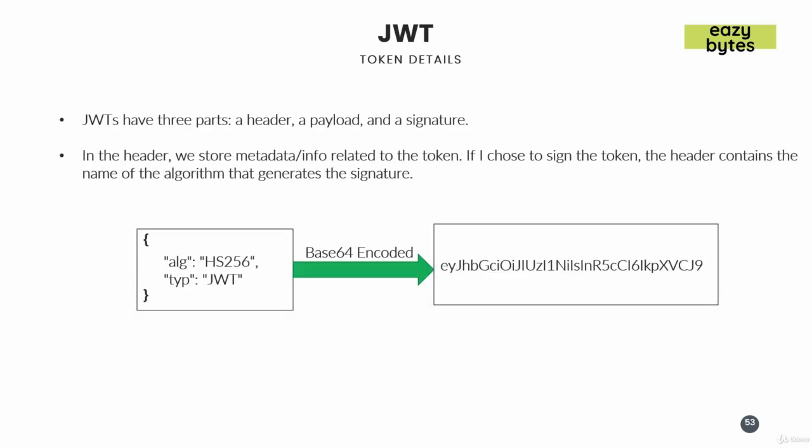So if you go and look at the header part, usually we use the header part to store the metadata or info related to the token, like what type of algorithm I have used to generate the signature of my token, or what is the type of token, is it a JWT or any other token type, etc. So initially when we generate a token, this is how the data looks. Before sharing to the client, that will be converted into base 64 encoded so that people on the other side can easily decode using base 64.